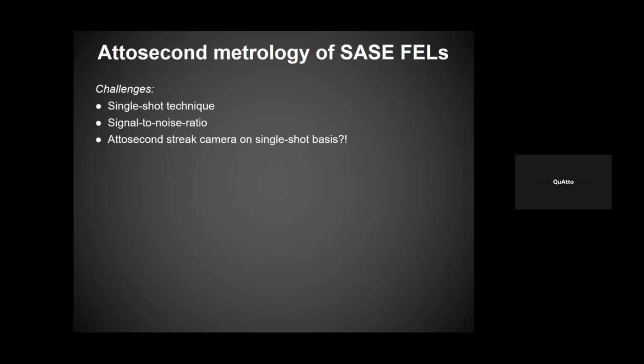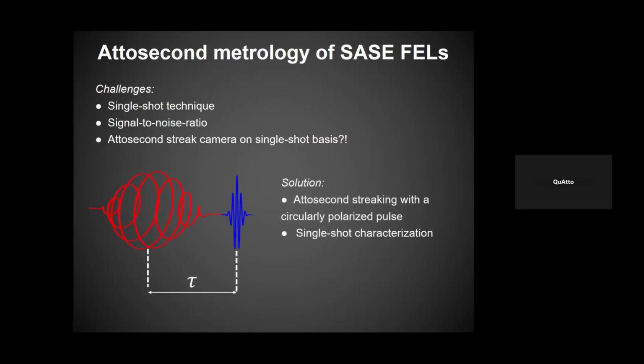So you want to characterize with a single shot the full temporal structure of your pulse. How can you do this? The solution that was implemented at LCLS at Stanford is to use, again, streaking, but this time with a circularly polarized pulse. I will show you some measurements now. The idea is to have, again, this very short attosecond pulse and to do an angular streaking using a circularly polarized pulse.